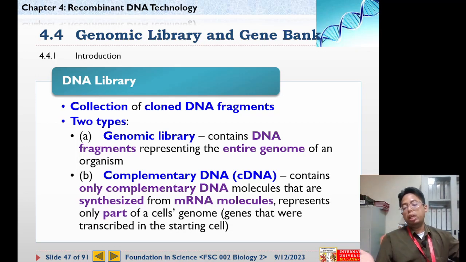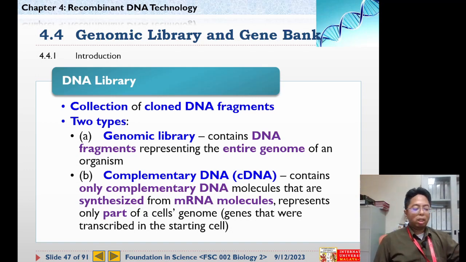So with all of the DNA, what can we do with it? We can make a DNA library. A DNA library would collect all of the cloned DNA fragments. There are two types. One is the genomic library, which is the DNA fragments containing the whole genome of an entire organism, or the cDNA, which is complementary DNA. These are only complementary DNA molecules which are synthesized from mRNA molecules. Okay? They represent only part of the cell's genome.